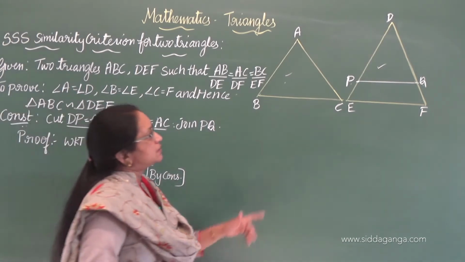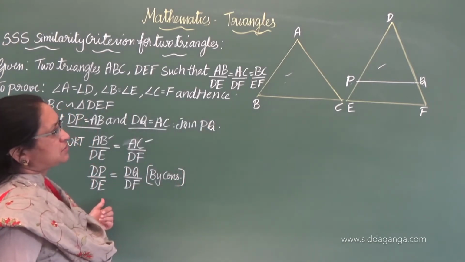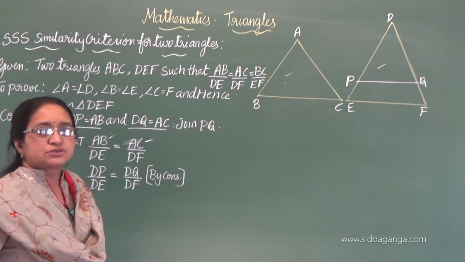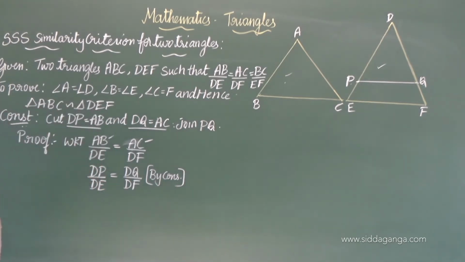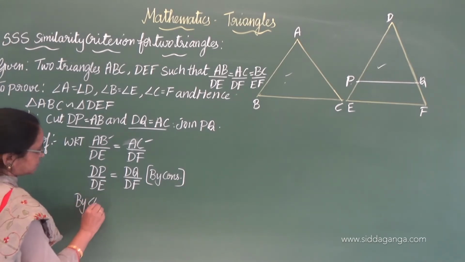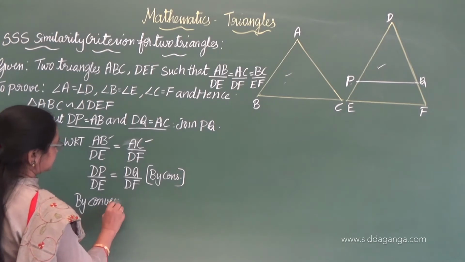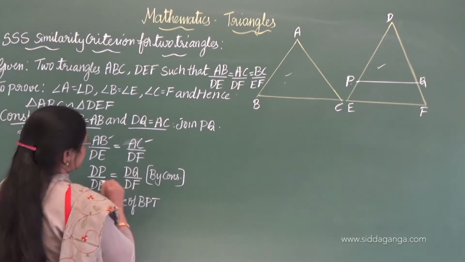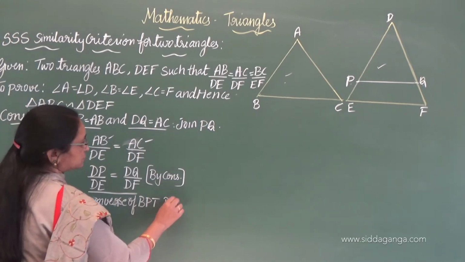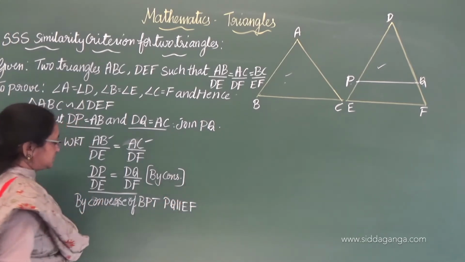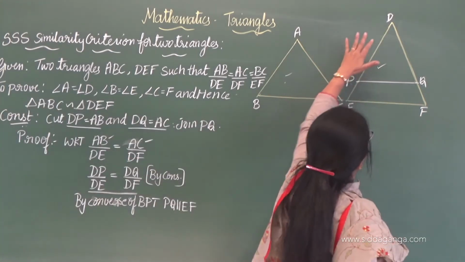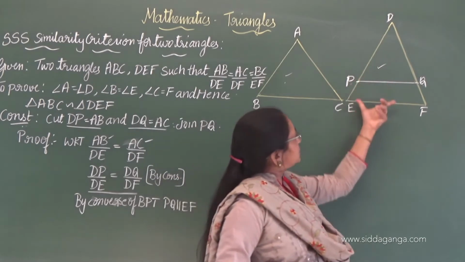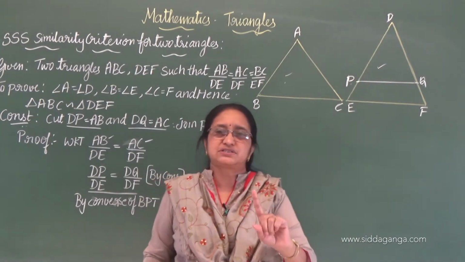Just observe the diagram there. DP by DE is equal to DQ by DF means, so what we can say? That is the converse of BPT. By converse of BPT, what we can say? See, with this, PQ is parallel to EF. I hope you understood this. So, see here, DP by DE is equal to DQ by DF we got, correct? So, by converse of BPT we can say that PQ is parallel to EF. I think the first step you all understood.